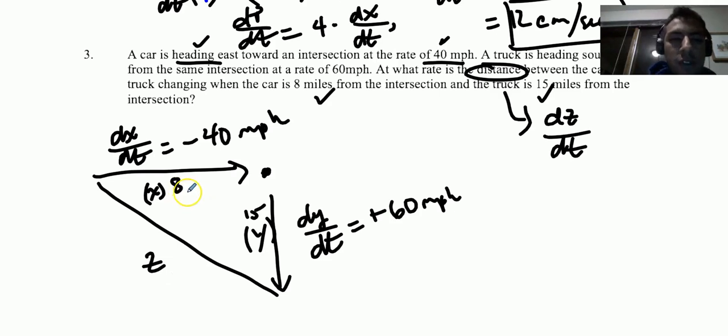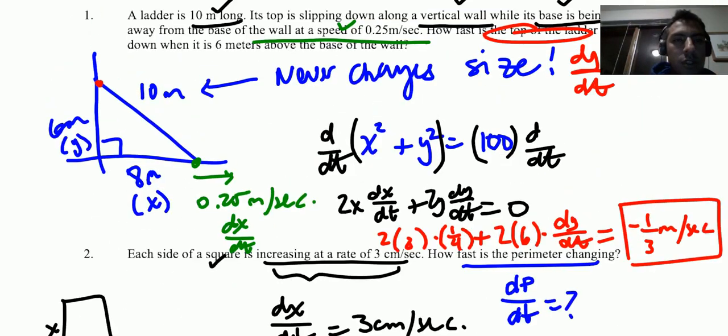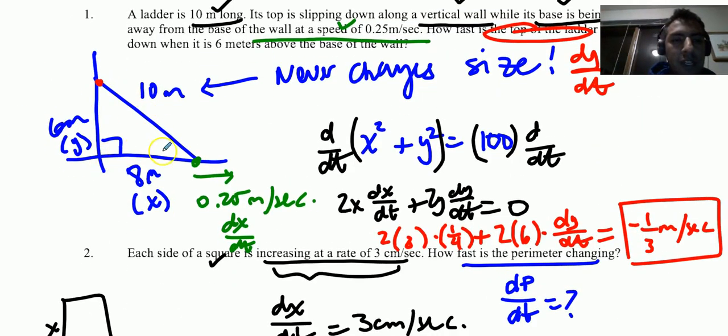Now you'll notice two things. One, the number is going to be 17. This is an 8, 15, 17 triangle. It's a right triangle. Number two, you may also notice that here, unlike the ladder problem, I do need three variables. Because my car is changing position all the time, my truck is changing position all the time, which means this distance is never staying constant. In the ladder problem, even though y is changing and x is changing, the ladder never changes size. So there's no rate that the ladder could be changing. The ladder's position could change.